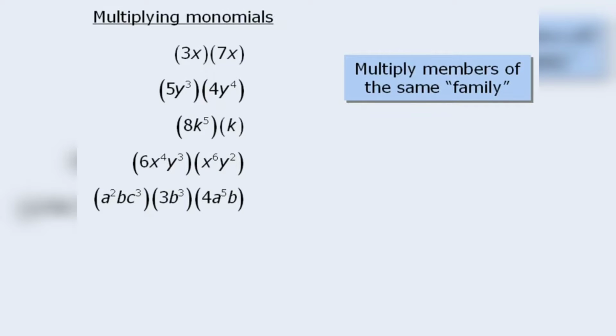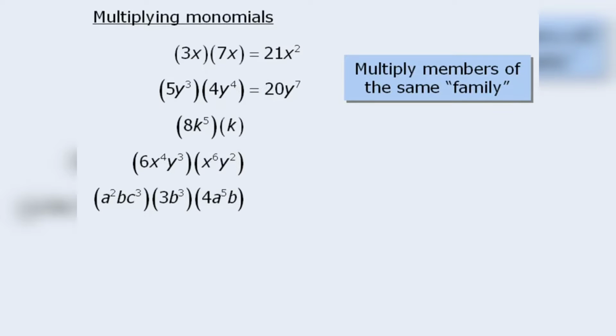Beginning with the first example, when we multiply the constants 3 and 7, we get 21, and when we multiply x by x, we get x squared. On to the next example. Here the product of 5 and 4 is 20, and the product of y cubed and y to the power of 4 is y to the power of 7.